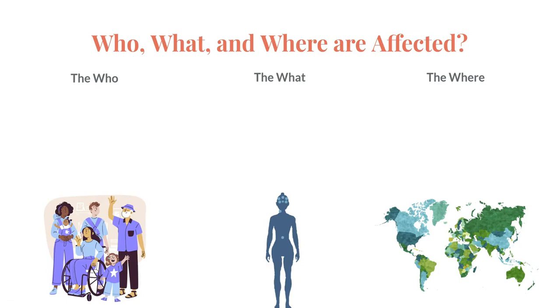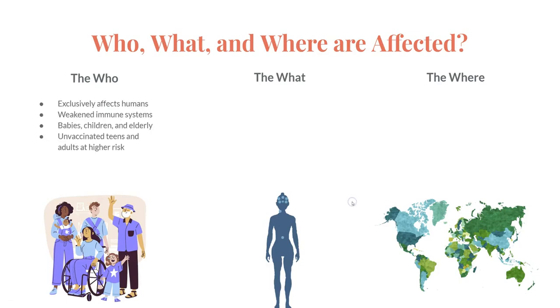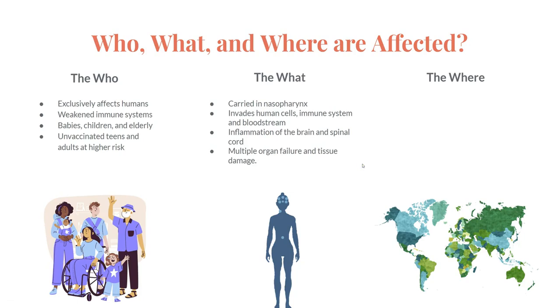So who, what, and where are affected by this infection? It does affect humans exclusively, those with weakened immune systems, babies, children, the elderly, and any unvaccinated teens and adults. They are at higher risk to contract bacterial meningitis. What does it affect? Most people will carry this bacteria in the nasopharynx. It does invade human cells, the immune system, and the bloodstream. It does cause inflammation of the brain and spinal cord and can lead to multiple organ failure and tissue damage.